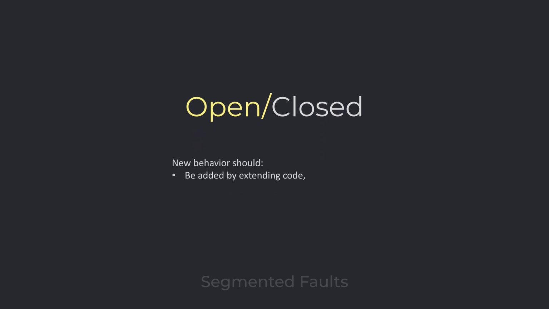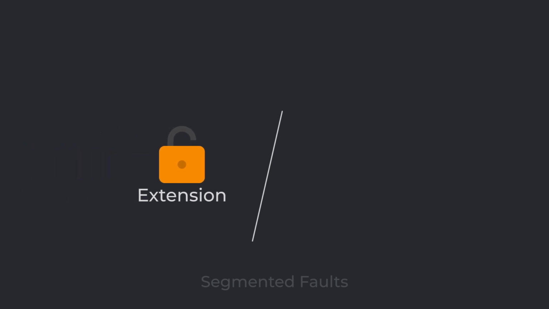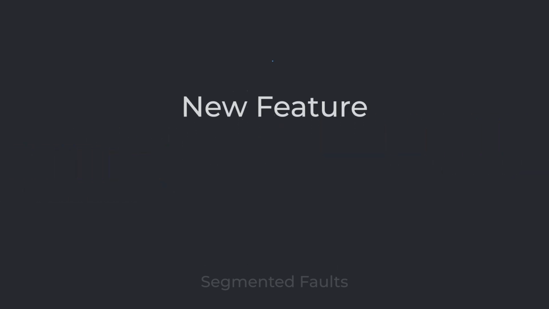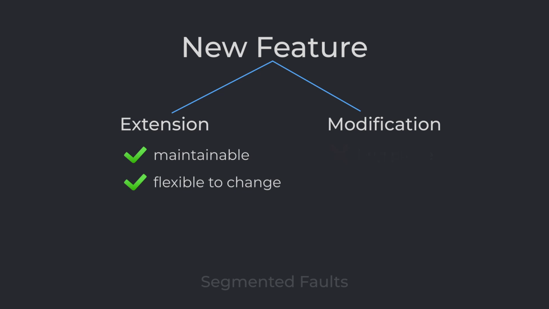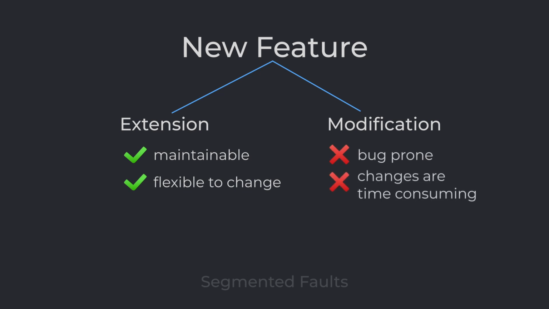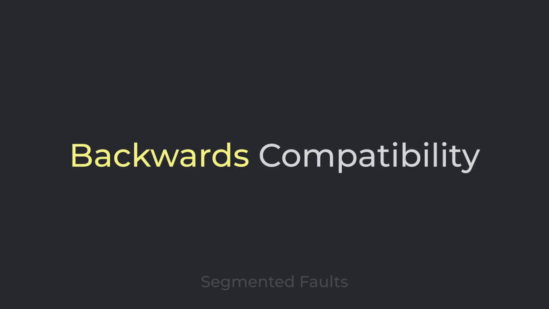The open closed principle states that the behaviors of a system should be extended without having to modify the existing system. That is, it is open for extension but closed for modification. In simpler terms, new features should be implemented by writing new code, not by modifying existing code. This reduces the risk of breaking the existing code when new behaviors are added to a software system. This also promotes backwards compatibility.